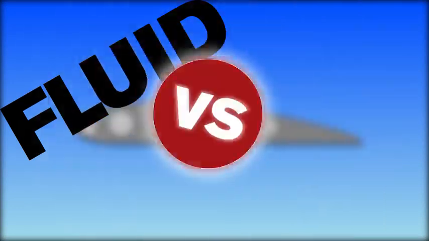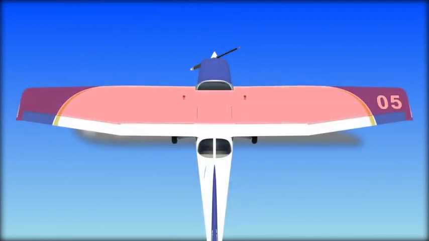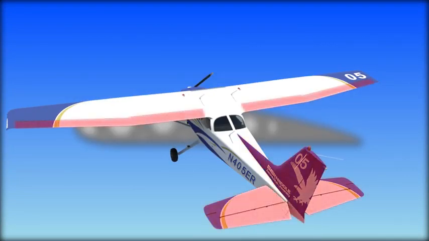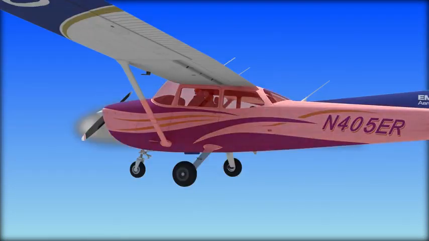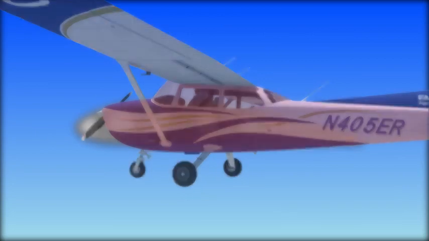Don't confuse a fluid with a liquid. Fluids are any substance that deform under an applied stress. Liquids, gases, and plasmas are all considered fluids. In addition to the wings, all of the flight control surfaces, as well as the propeller, are considered airfoils. The aircraft's fuselage is even an airfoil, but it's not very good at producing lift.